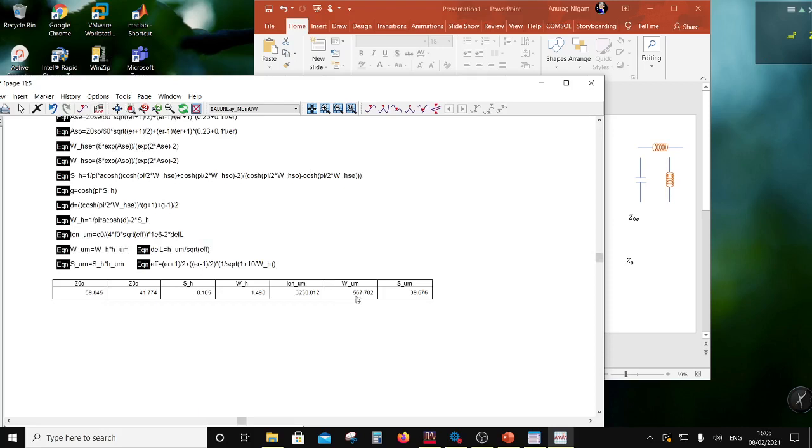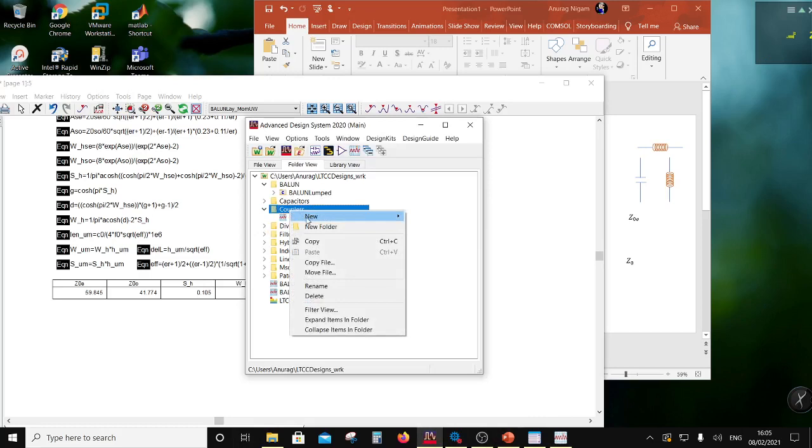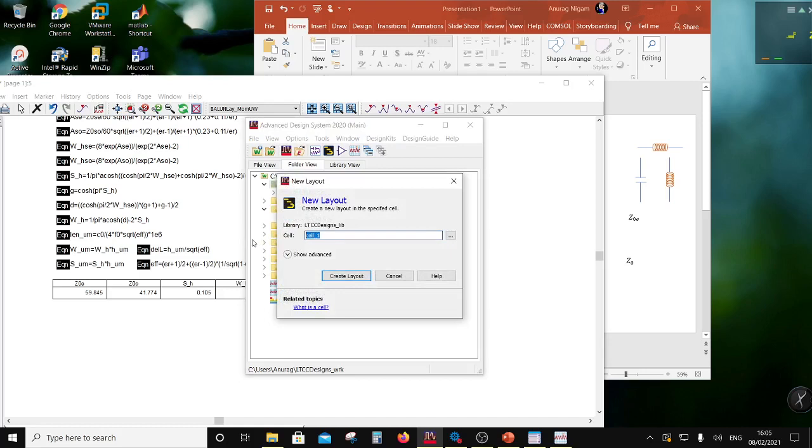Then the width of the line is 367, the spacing is around 40, and the length is around 3594. This portion I don't want. So we are going to design with these specifications, right? Let's go to Momentum. I am going to make a new layout and call it Marchand.